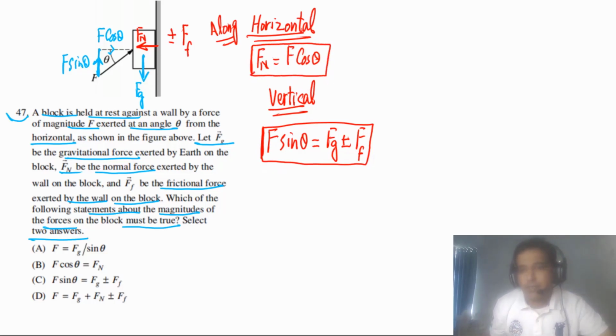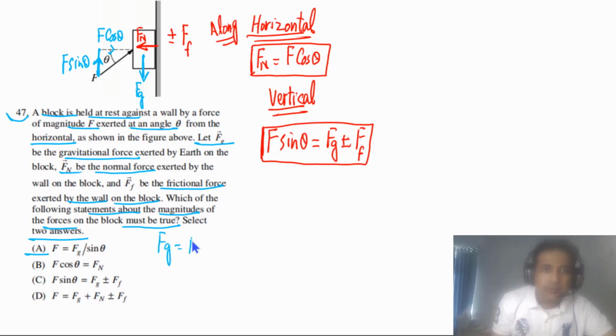If we have an understanding of these points, now we can choose the answer. If you look at the first one, it is given to us F is equal to Fg sine theta. This is telling us that Fg is equal to F sine of theta, but it is missing the frictional force. This part is missing, so this one is incorrect.